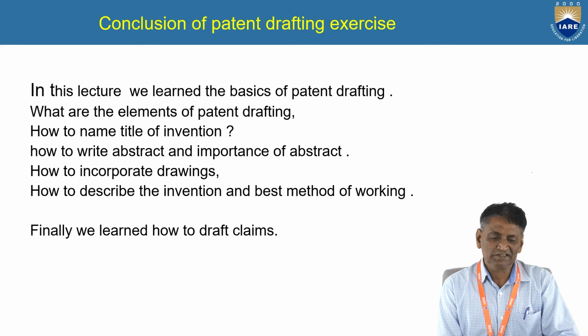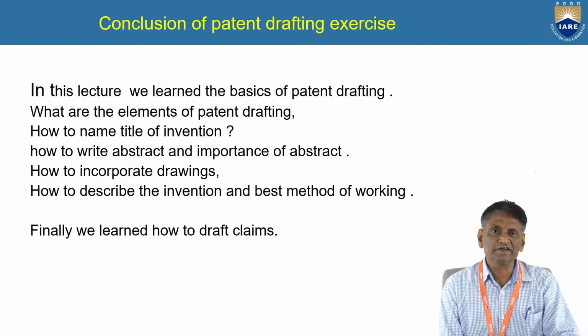Then for the claims, we also took the caution that whatever is disclosed in the patent specification only is to be claimed. If it is not disclosed, we should not put it in the claim. So with this caution and with this recap, we complete this lecture.